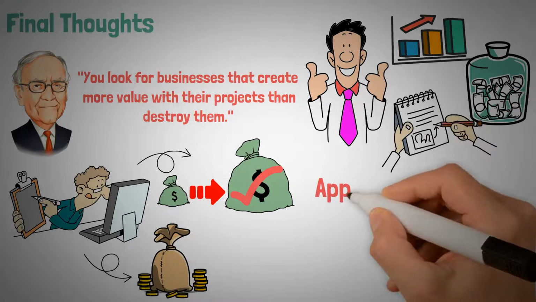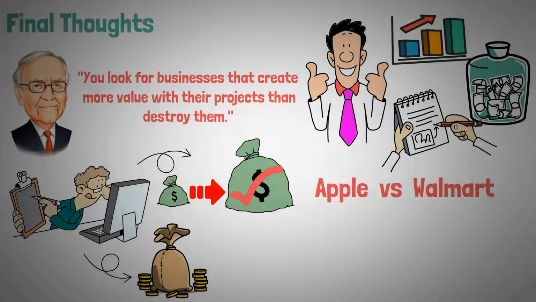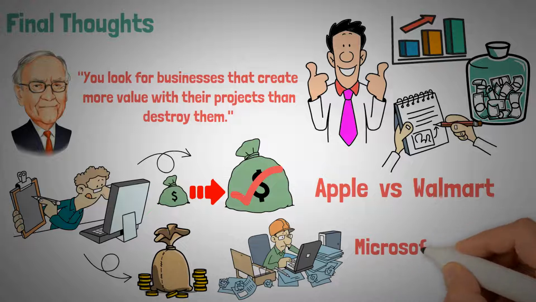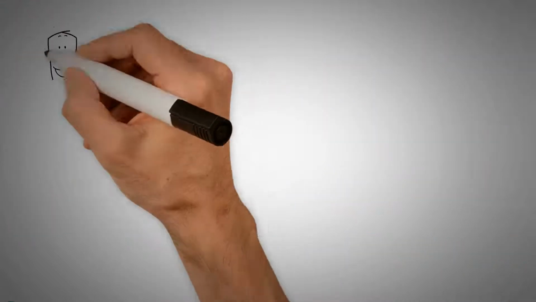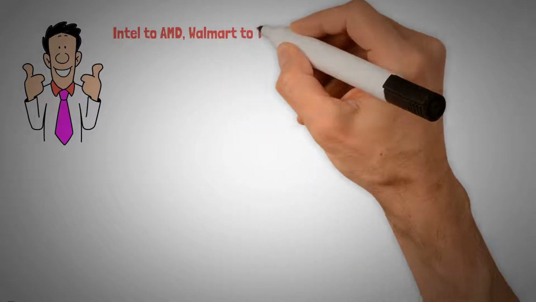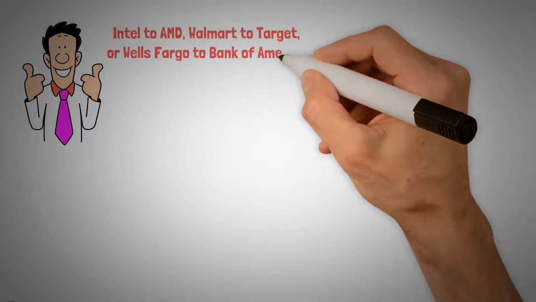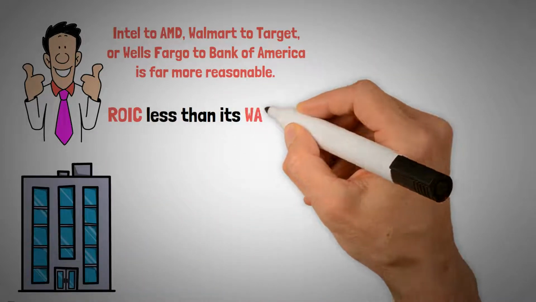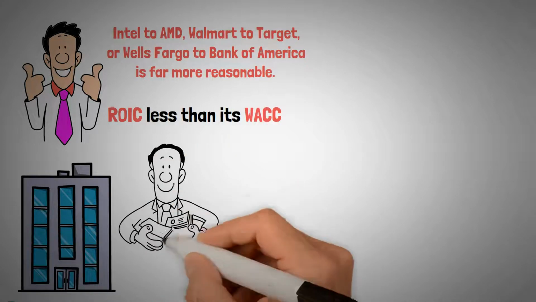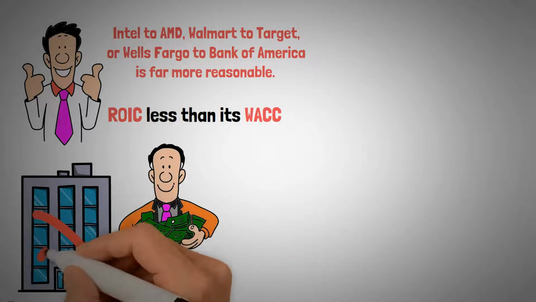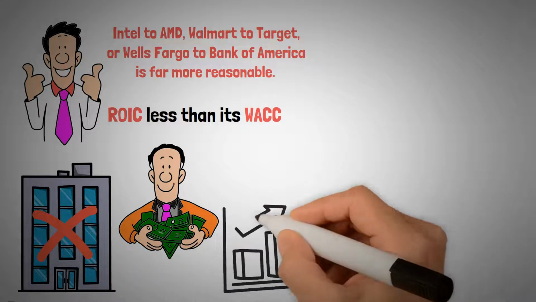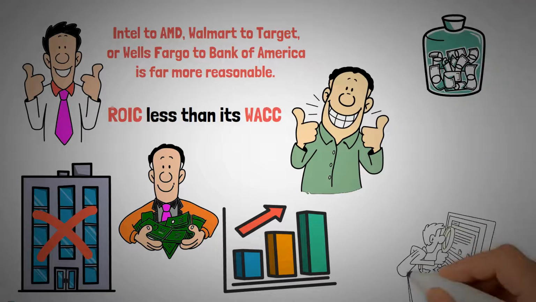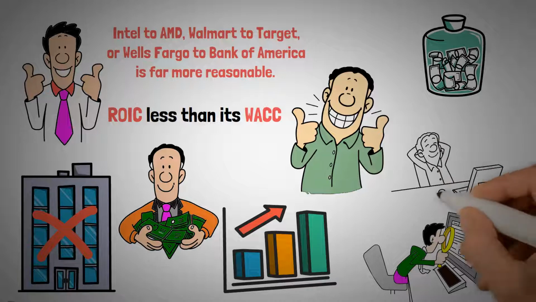Comparing the ROIC of Apple to Walmart doesn't offer a fair comparison because of the nature of each company's assets. Also, comparing Microsoft to Apple is not a great comparison. However, comparing Intel to AMD, Walmart to Target, or Wells Fargo to Bank of America is far more reasonable. A company with an ROIC less than its WACC doesn't make it a poor investment now. If the company attempts to rid itself of its non-performing assets, it might have a bright future. It is always best to think through the investments and understand the reasons for management's decisions before acting on them.